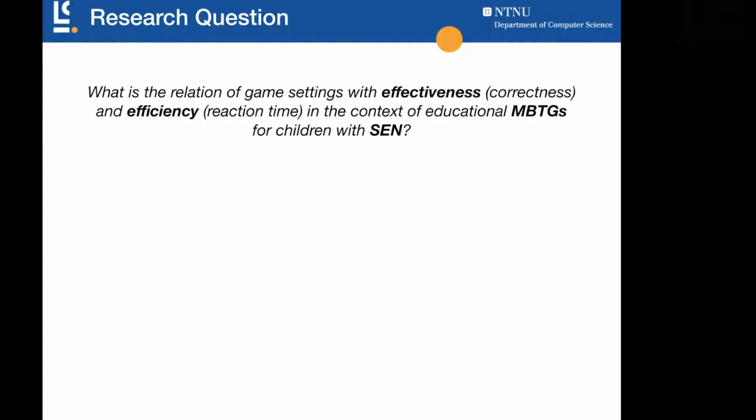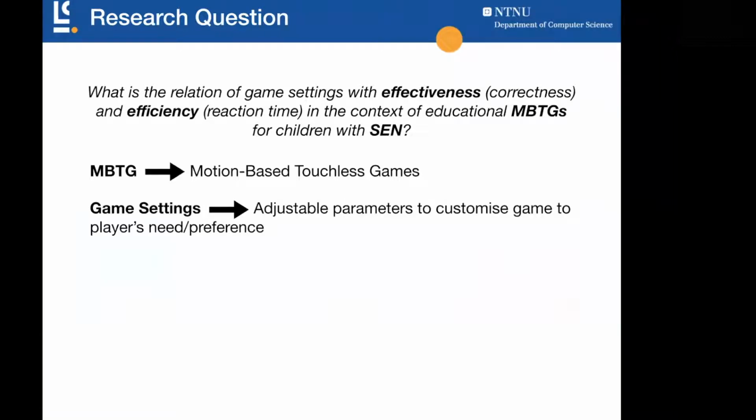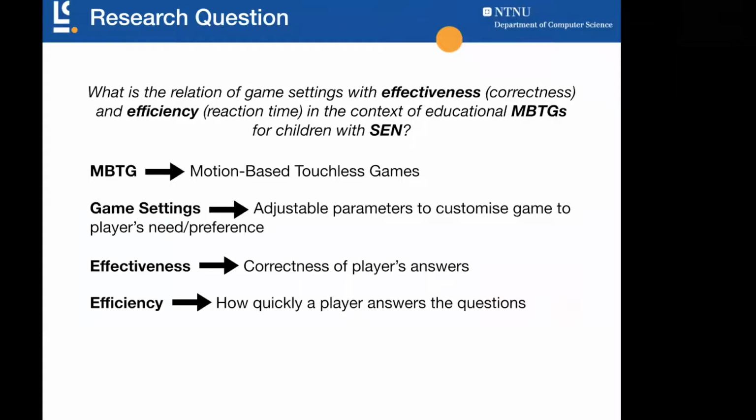Let's dig into the terms that are not quite mainstream. Motion-based touchless games are games where players do not have to touch any input device to interact with the game. The game depends on touchless sensors to engage the player through movement. Game settings are different parameters that can be adjusted to personalize a gameplay session to suit the individual needs of a player. Effectiveness and efficiency are the correctness of players' answers and their corresponding reaction time. SEN stands for Special Educational Needs. Now I hand you to Kshitij.